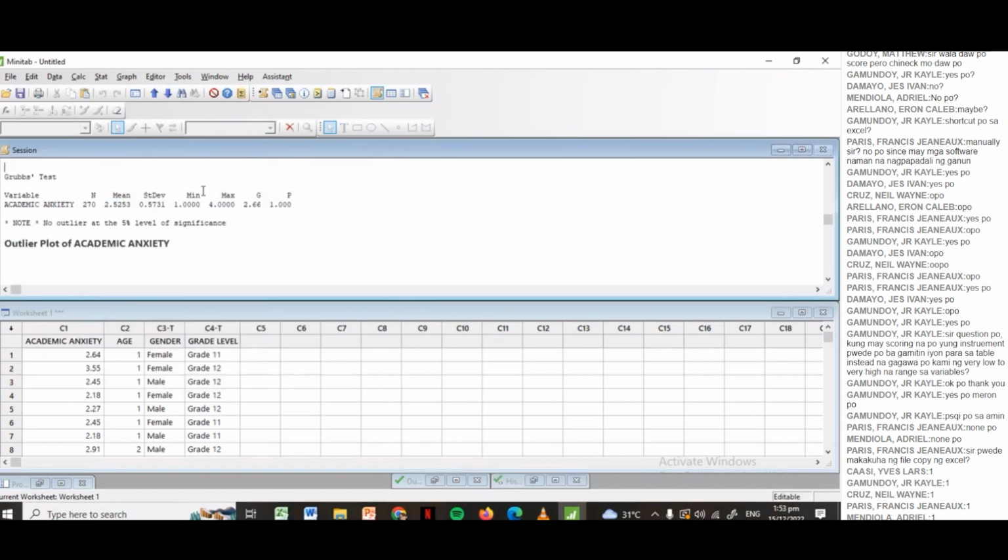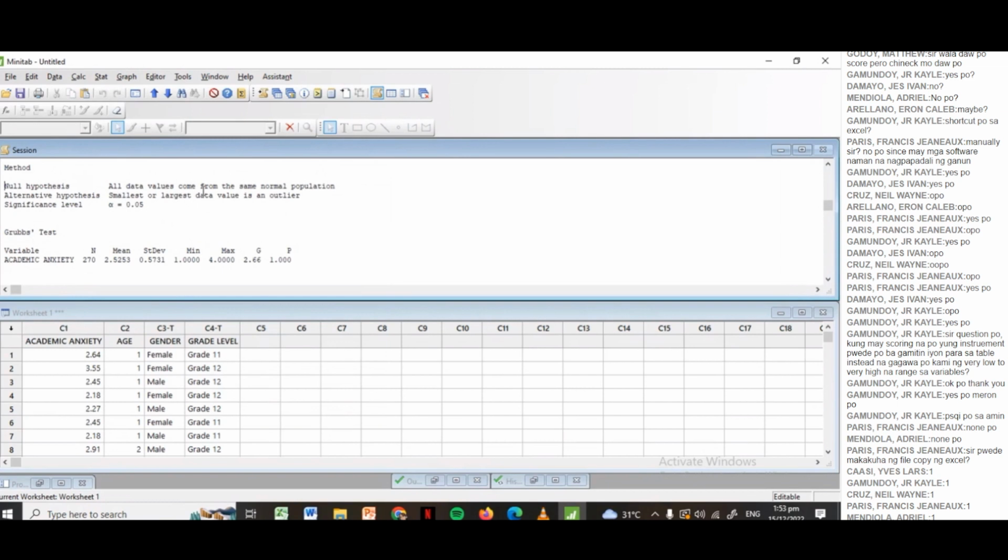Okay, so as you can see here, what you need to do in the Grubbs outlier test, the null hypothesis that we have here, sabi niyan, is that all data comes from the same normal population, and the alternative hypothesis is that the smallest or the largest data value is an outlier. Our significance level is 0.05. We have performed the Grubbs outlier test. Our construct is academic anxiety.